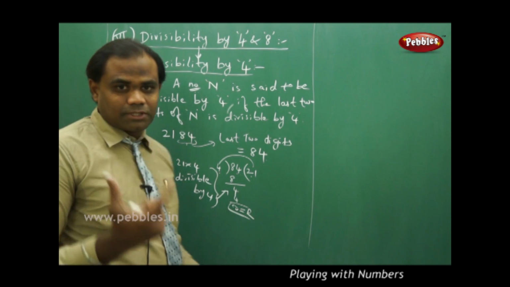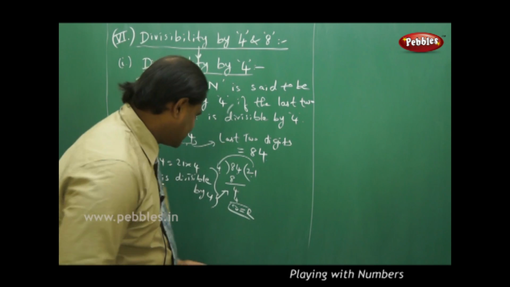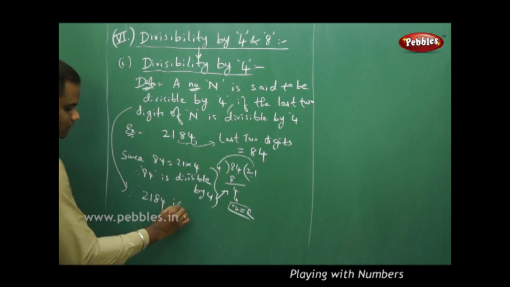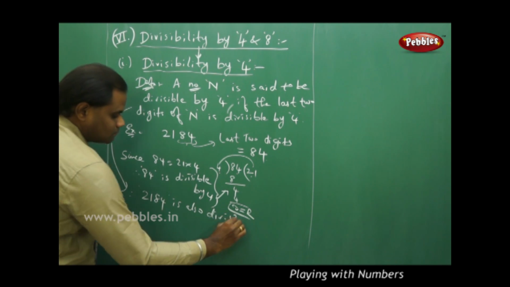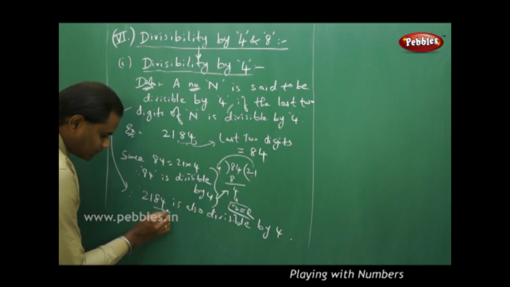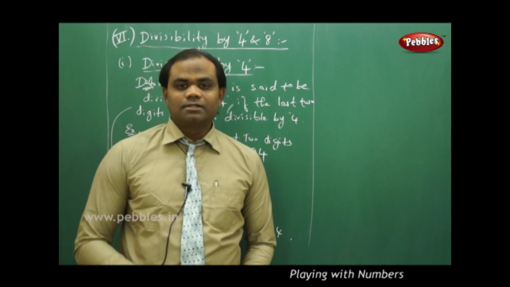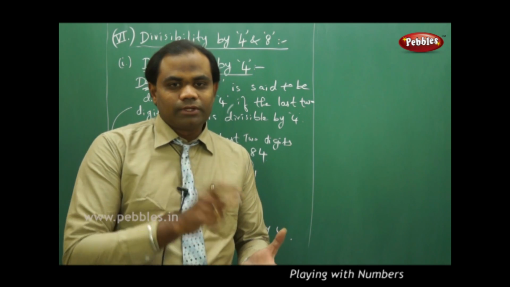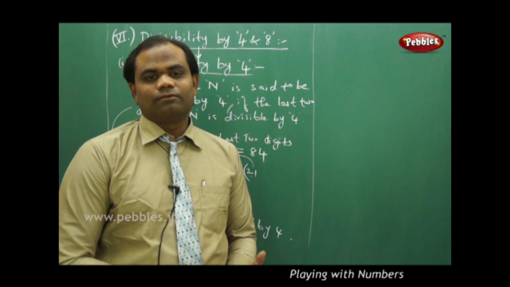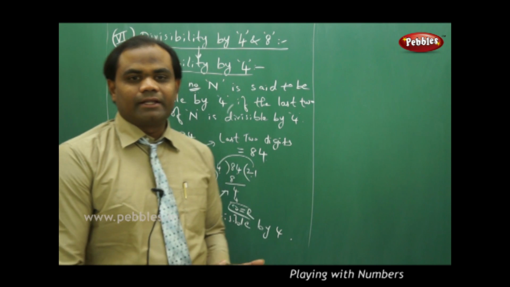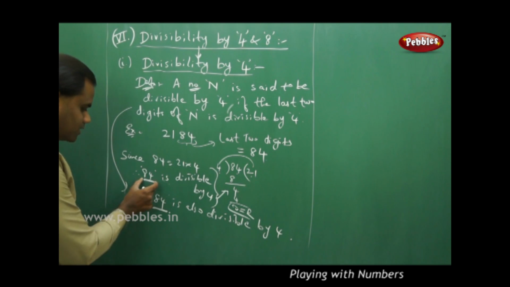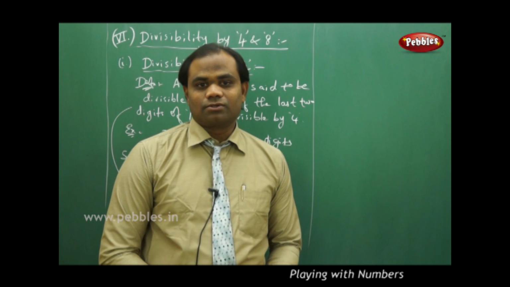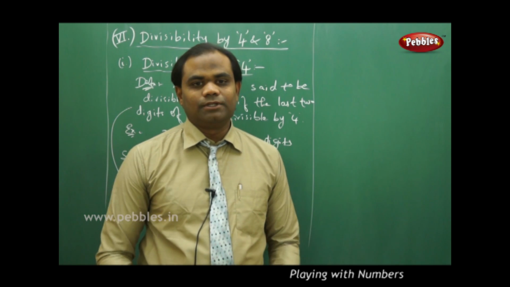Now because the last two-digit number, 84, is divisible by 4, I can say by this definition that 2184 is also divisible by 4, strictly with the last two digits being the same. And this is how we identify divisibility by 4. It's very simple. Pick the last two digits, identify whether that two-digit number is divisible by 4 or not, and that will make us understand that the whole number is also divisible by 4 if the last two-digit number is divisible by 4. That is how I understand the divisibility rule of 4.